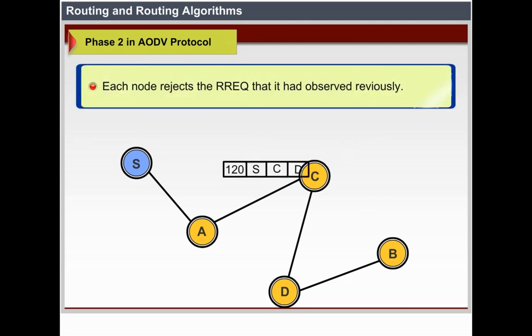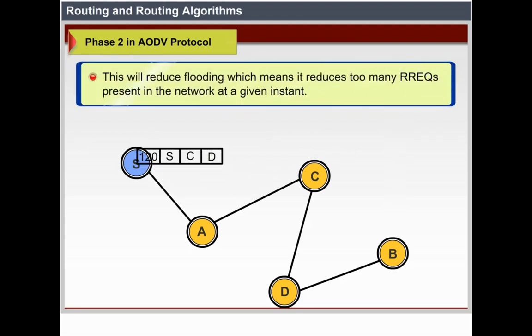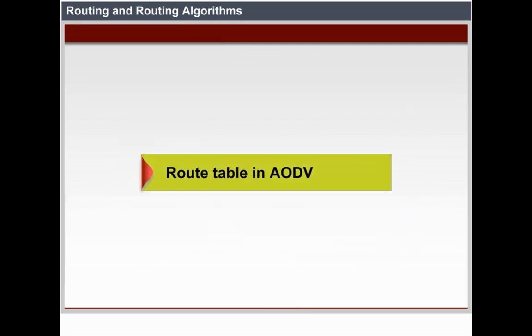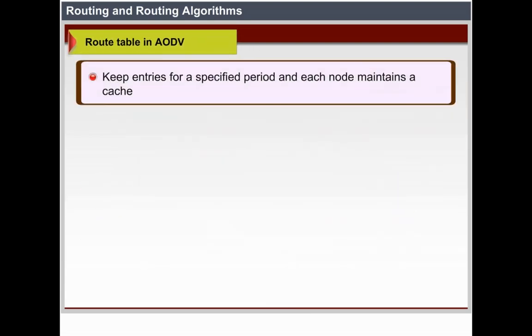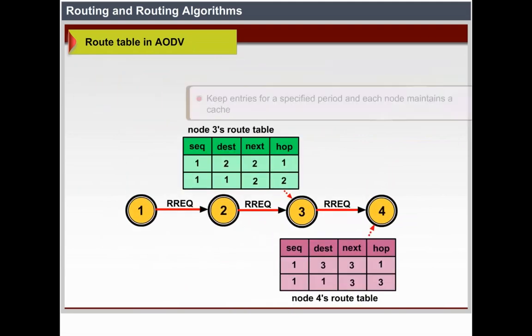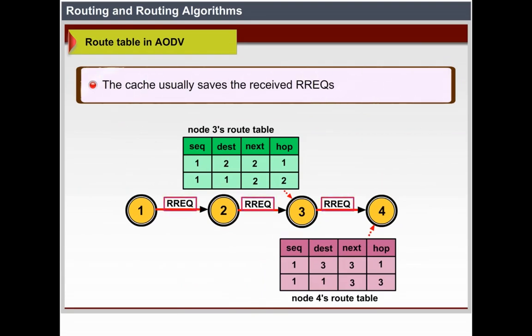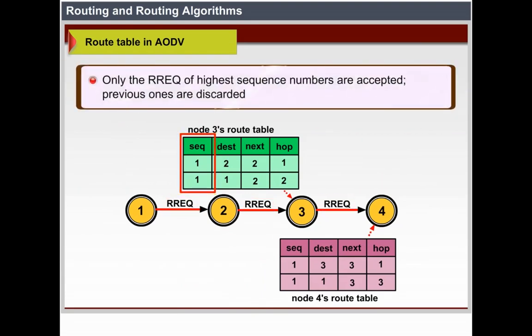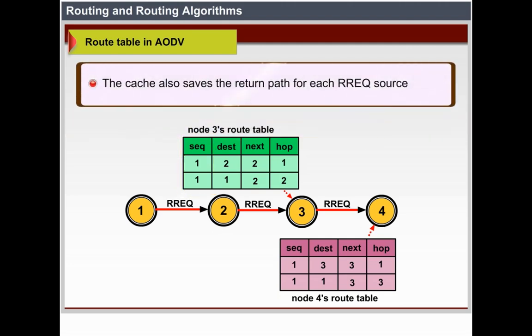Each node rejects the RREQ which it had observed before. This reduces flooding, which means it reduces too many RREQs present in the network at a given instant. Route table in AODV keeps entries for a specified period and each node maintains a cache. The cache saves the received RREQs. Only the RREQ of highest sequence numbers are accepted and previous ones are discarded. The cache also saves the written path for each RREQ source.